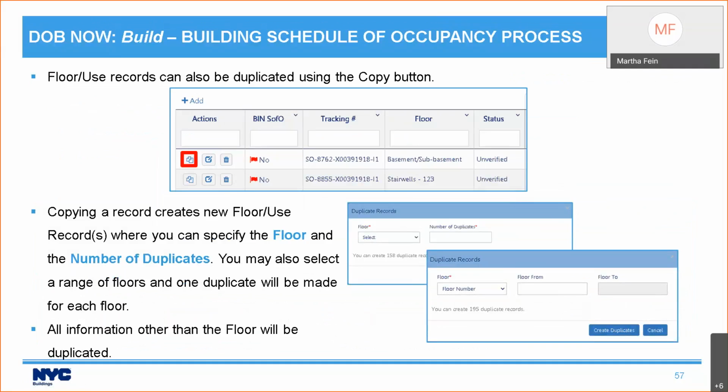And this is what is going to make your life so much easier when you are entering data for existing buildings. Because what copying does is it creates a new 4 use record where you can specify the floor or the floor range and the number of duplicates. And it will duplicate all information other than the floor number. So let's try that.